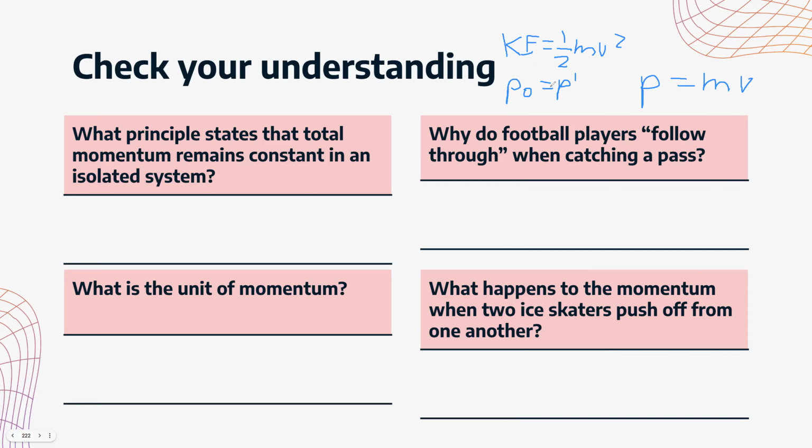Kinetic energy is equal to 1/2 mv squared. Potential energy, no, I'm sorry. Momentum before is equal to momentum after, and momentum is equal to mass times velocity.